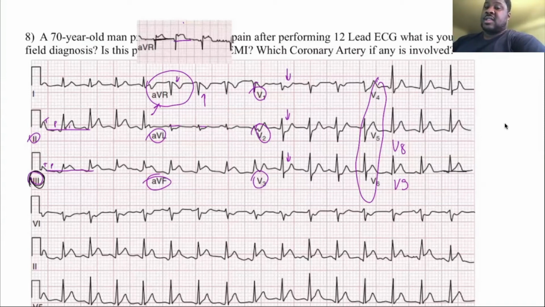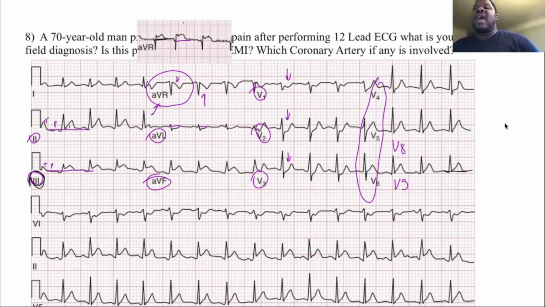If you had depressions in 2, 3, AVF and elevations in V5, V6, I would most likely say it's the circumflex. If you had an extension to elevations in V3, V4, V5, V6, I would say you also have the LAD and the circumflex involved. But if you only had V5, V6, 1, AVL with depressions in 2, 3, AVF, I would probably say it's the circumflex.